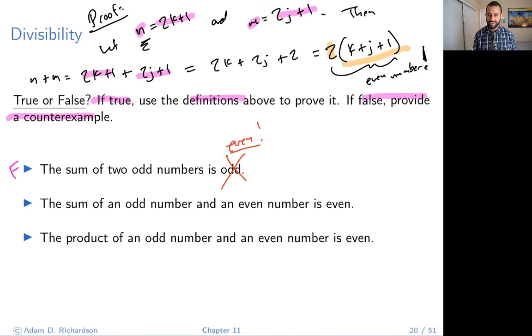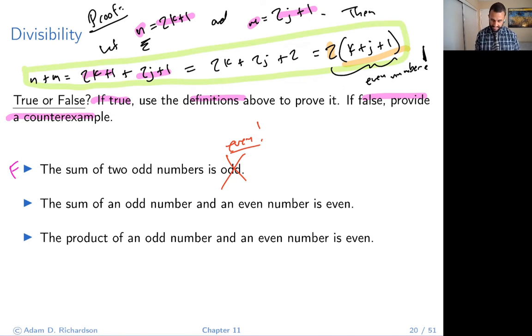So what I've now shown through this chain of true equalities, let me highlight it here, is that n plus m is an even number. So there you go. I've just proven my claim. And I proved my claim just by using the definition of even and odd, right? That's all it is. It's just using the definition and some basic arithmetic. So it is true that the sum of two odd numbers is even.